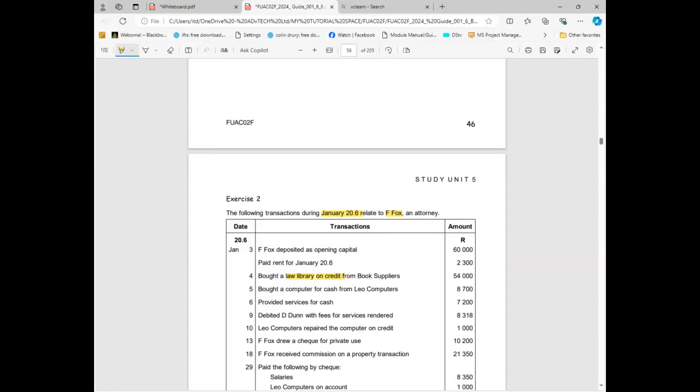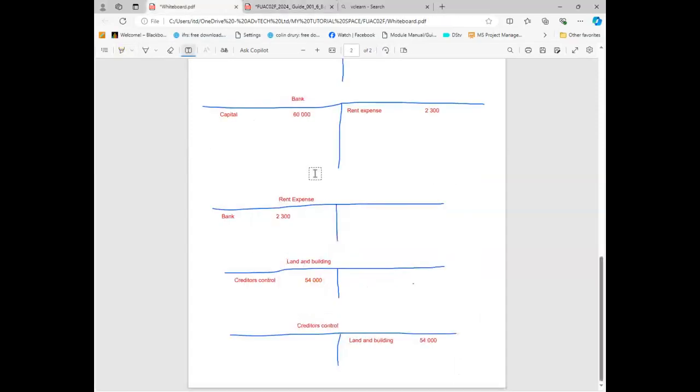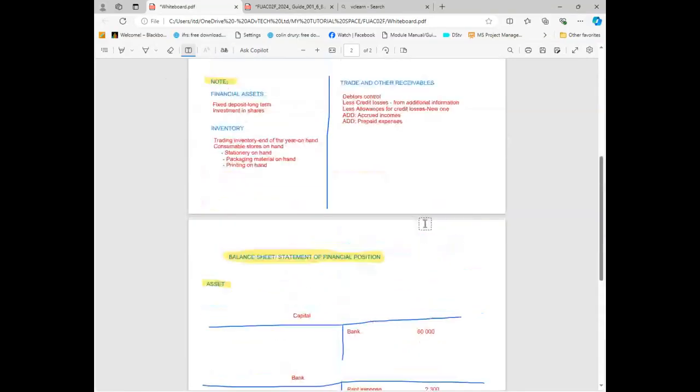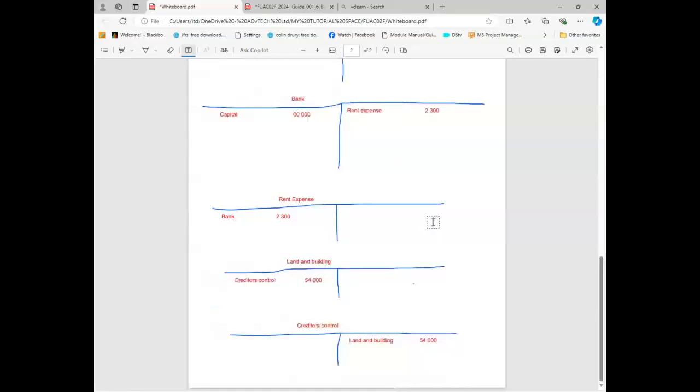Yes, sir. No problem. We bought computer for cash, 2 accounts. Equipment and bank, sir. So we have got bank already. So credit bank, debit equipment. Yes. I'm gonna say here, I can just say equipment.